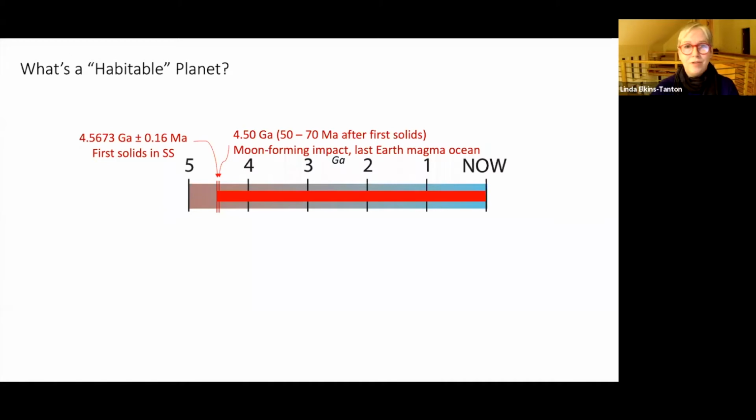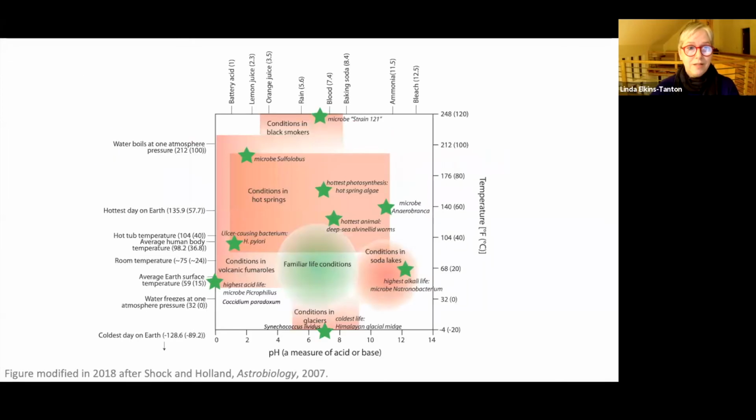It's only what we can understand about life that allows us to begin to try to locate habitable places, that is, places where life might exist. Turns out this is a complex and a difficult question. Let's start by looking at what we have so far discovered about the extreme conditions under which life can live. First, let's get oriented to this figure.